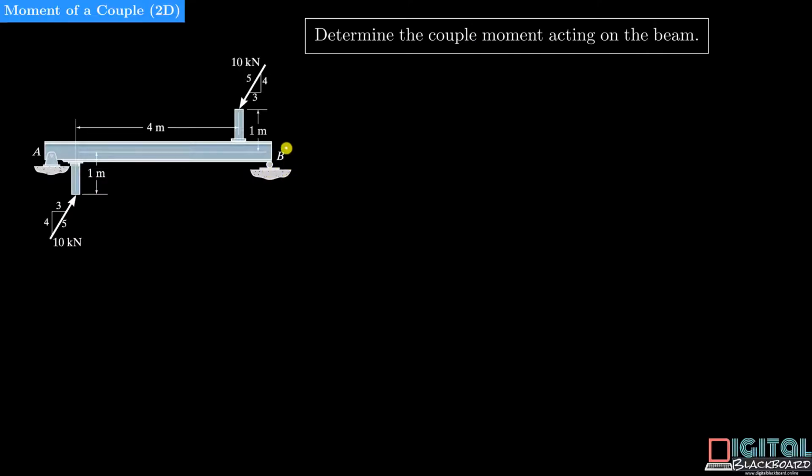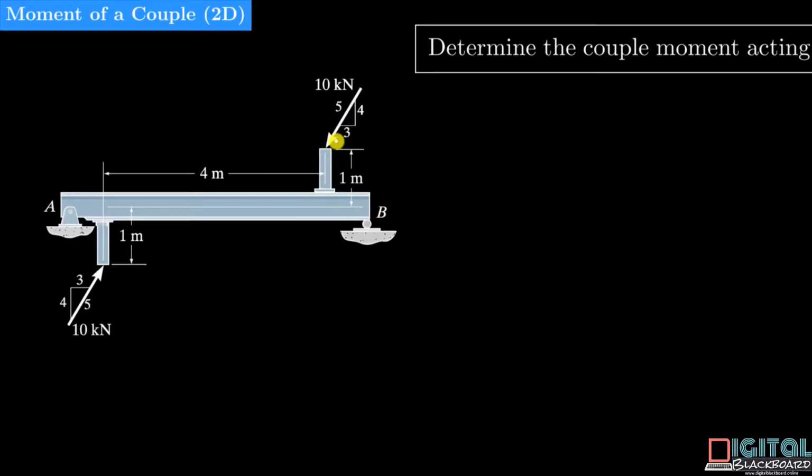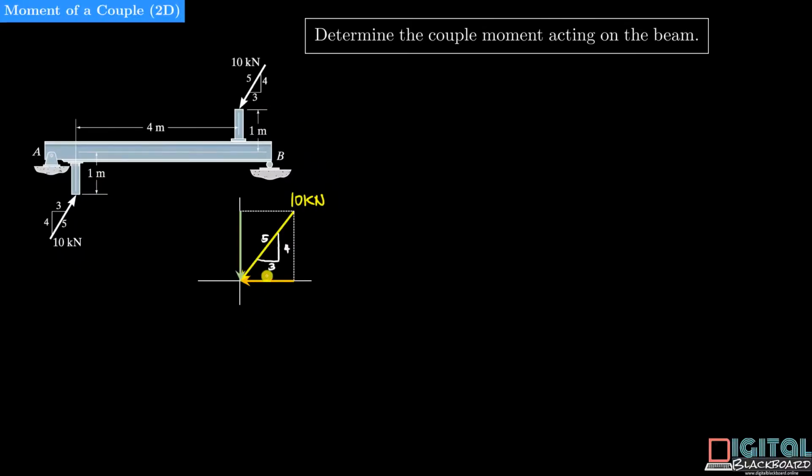In this case, it is not easy to find out the exact perpendicular distance between the two forces. So the strategy for such a problem is to resolve the forces into both the vertical and horizontal components. Shown here is the 10 kN force acting at the top. It has been resolved into its vertical and horizontal components. The magnitude of the horizontal component is just 10 kN multiplied by 3 over 5. The magnitude of the vertical component is 10 multiplied by 4 over 5.